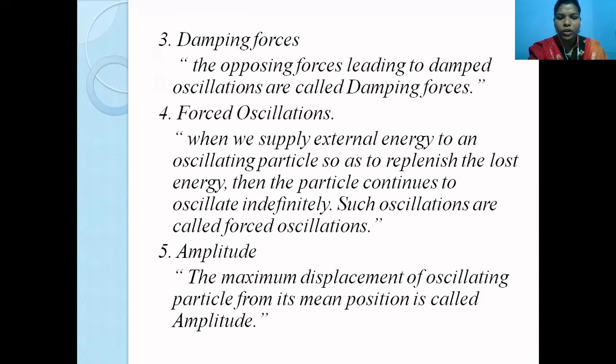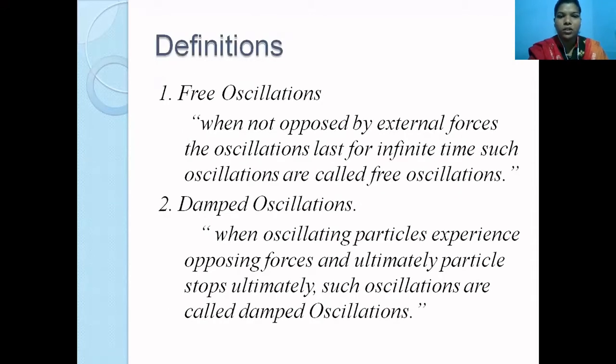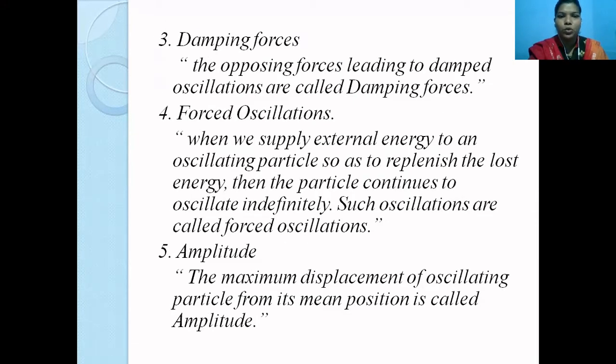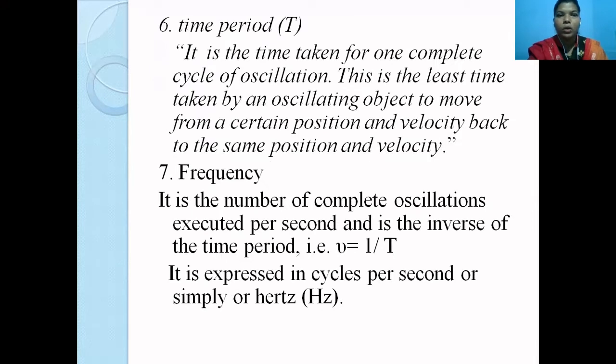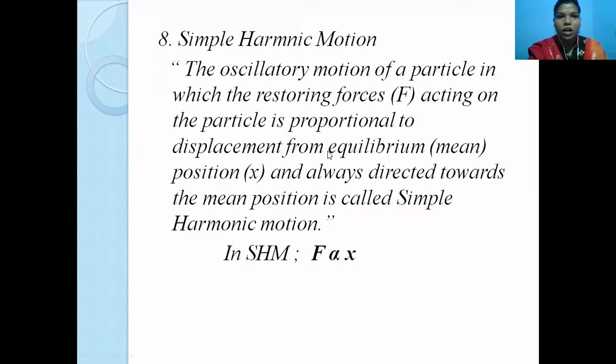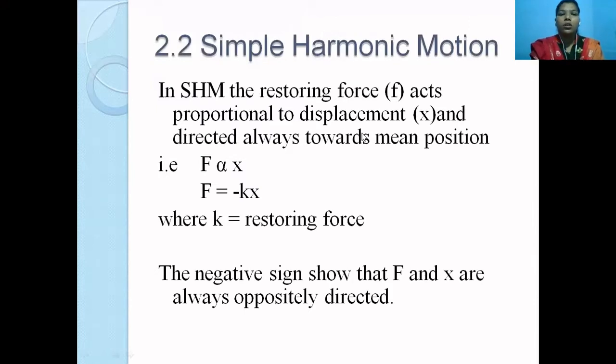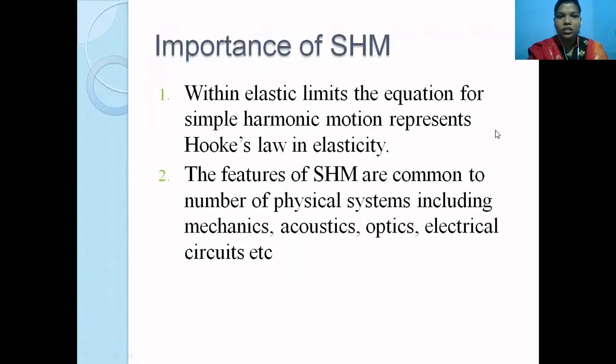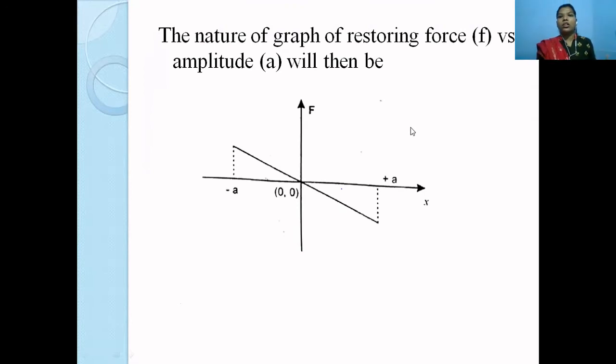Further, we went on to a few definitions which included free oscillations, damped oscillations, and then damping forces, forced oscillations, and amplitude. Then we talked about a few more definitions which included time period and frequency. After which we discussed simple harmonic motion. Then we talked about the restoring force and the displacement and the relation between them with respect to simple harmonic motion. And then we talked about the nature of the graph of restoring force versus amplitude.